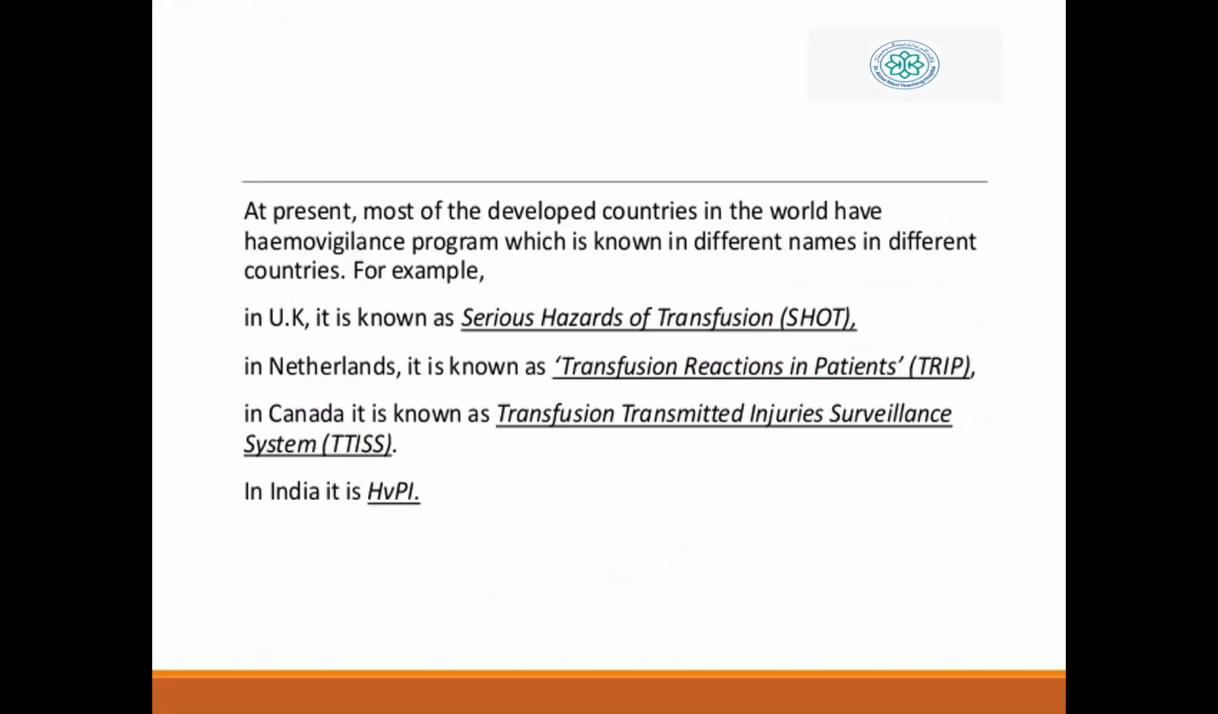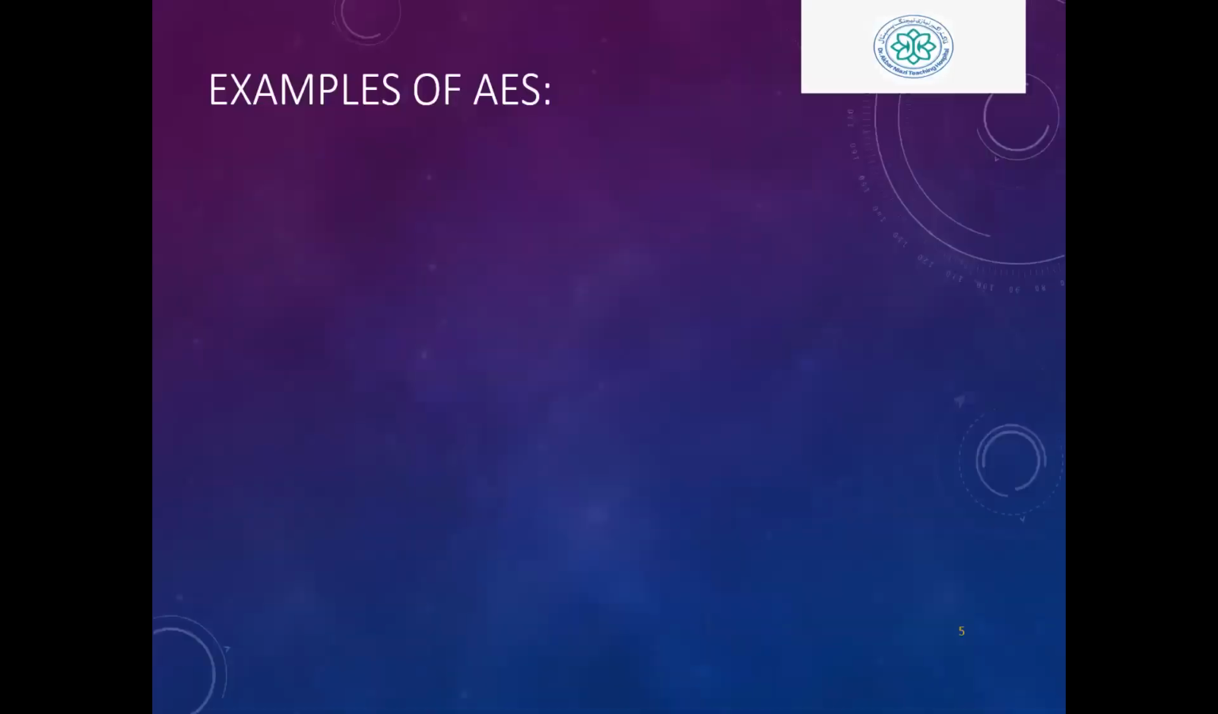Among these programs, the famous one is Serious Hazards of Transfusion, which has been developed in the UK. The others are Transfusion Reaction in Patients from the Netherlands, and in Canada, the Transfusion Transmitted Injuries Surveillance System. In India, it is HVPI, Hemovigilance Program of India. So these are the examples for my presentation.